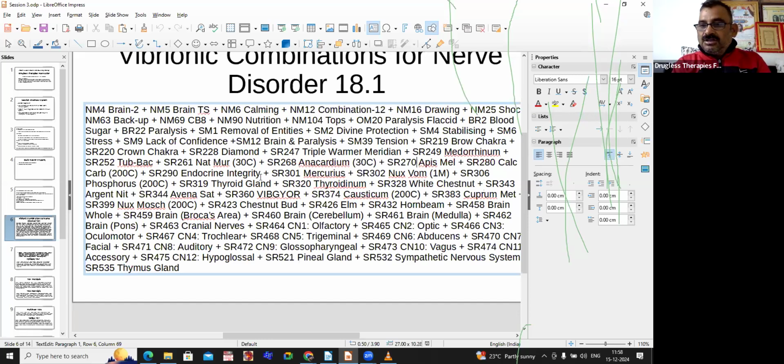So it balances all these chakras, endocrine chakra integrity, and all these remedies. See, white chestnut and argentum nitricum. Argentum nitricum is generally a most wonderful remedy for anxious people. Argentum nitricum covers phobias, generally claustrophobia, and so many phobias. What is that? Argentum nitricum, silver nitrate.